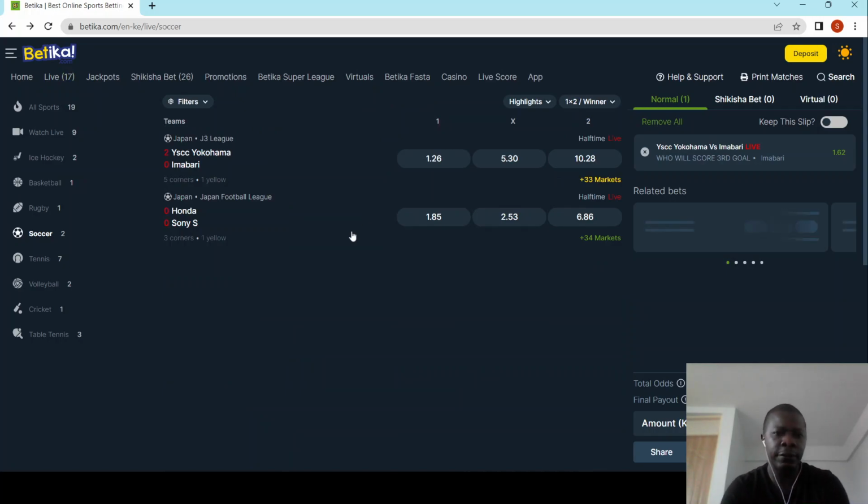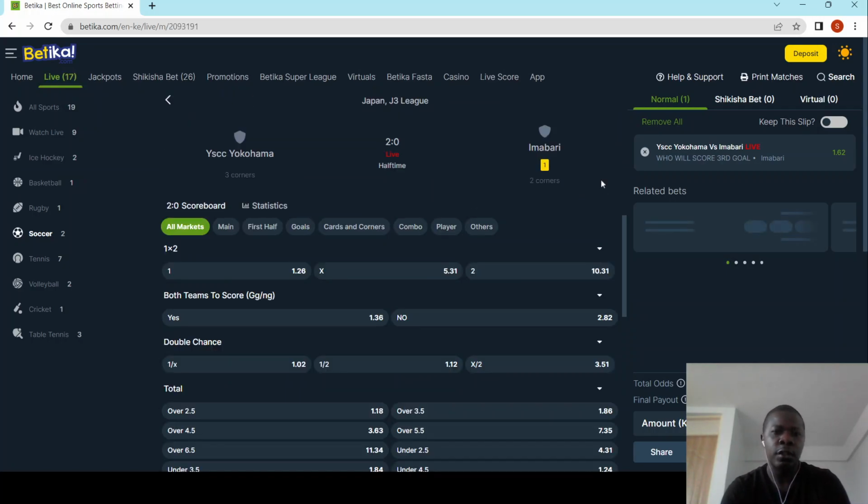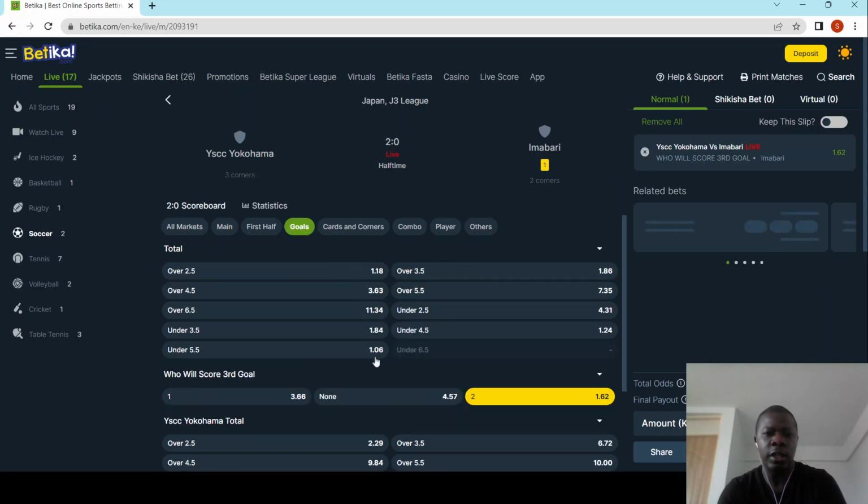That's how you bet on live games. But the odds are the same. So you just need to know that these odds for live games keep on changing depending on which level the game is and what the score lines are, all that. So that's how you bet on live games.